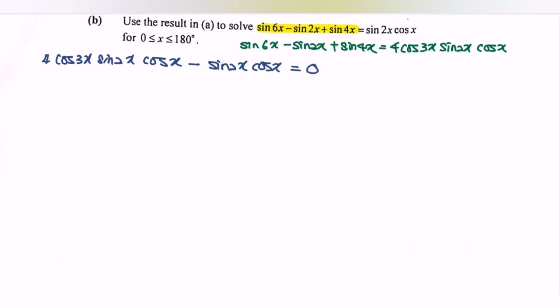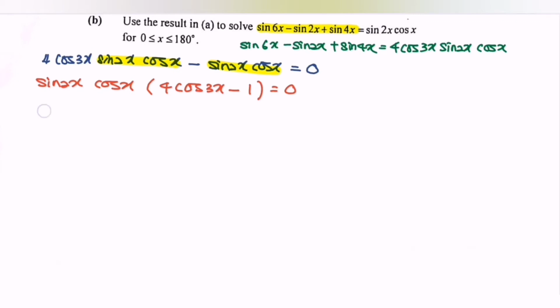Kindly refer to the equation which is blue in color, and we notice that we have common terms, meaning that we can factor the equation. So sine 2x cos x, bracket, 4 cos 3x minus 1, equals 0. From here, we will have 3 situations.